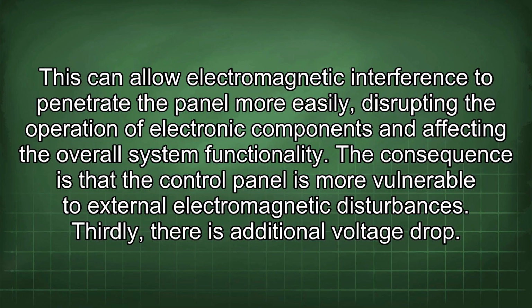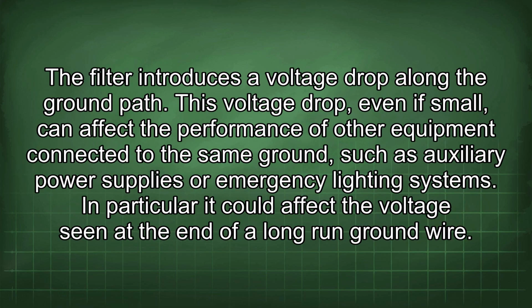Thirdly, there is additional voltage drop. The filter introduces a voltage drop along the ground path. This voltage drop, even if small, can affect the performance of other equipment connected to the same ground, such as auxiliary power supplies or emergency lighting systems. In particular, it could affect the voltage seen at the end of a long-run ground wire.